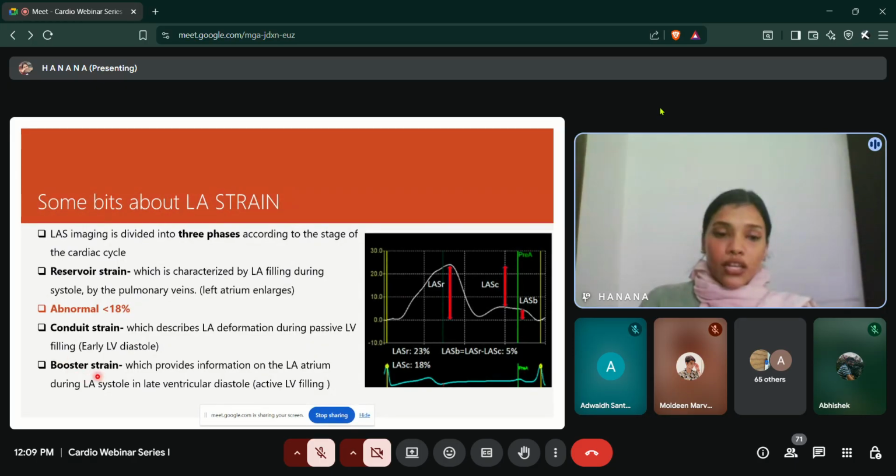Now the booster strain happens during the atrial contraction. It provides important information on the left atrium during left atrial systole, which means the atrium is contracting, which corresponds to the transmitral inflow A wave. Actively the LA is filling. So this is the booster strain, this phase. This is the left atrial strain during the booster phase. But as studies are going on, we are taking the left atrial reservoir strain more seriously, as it gives out the value much more importantly.